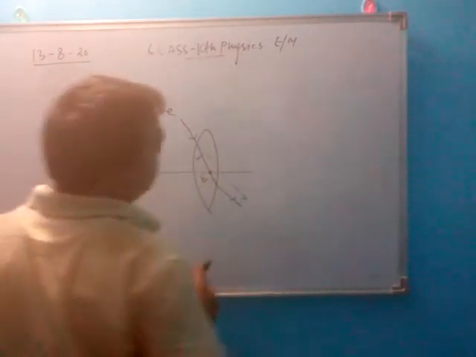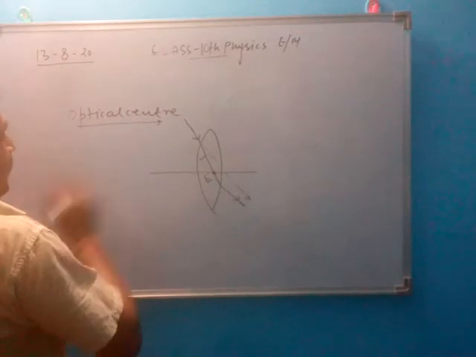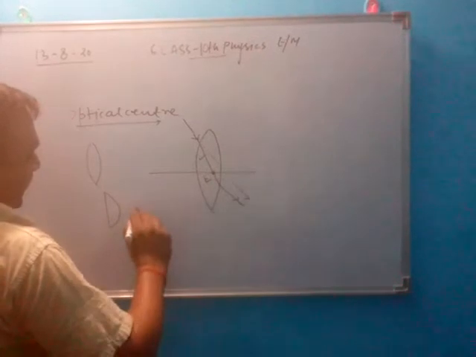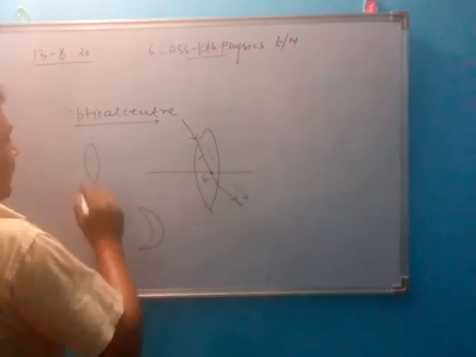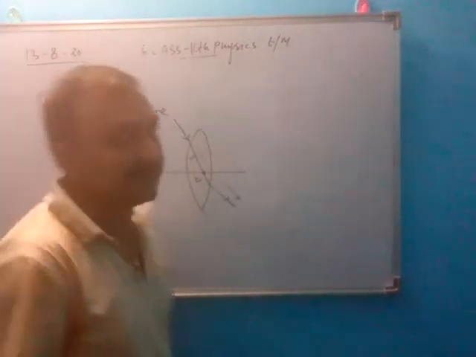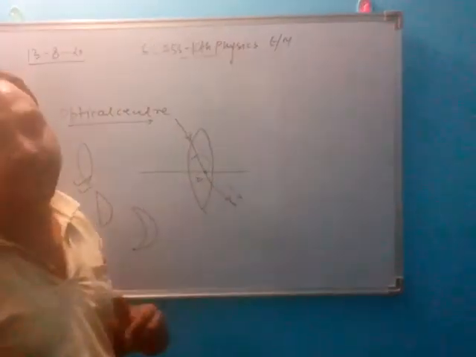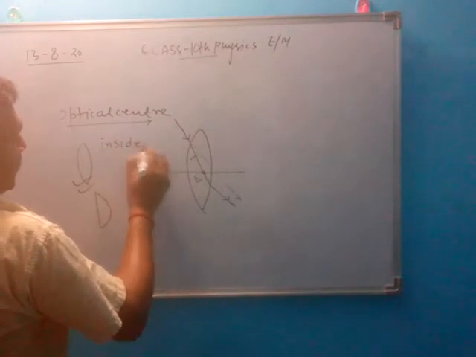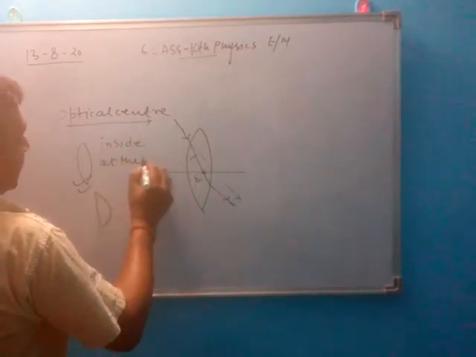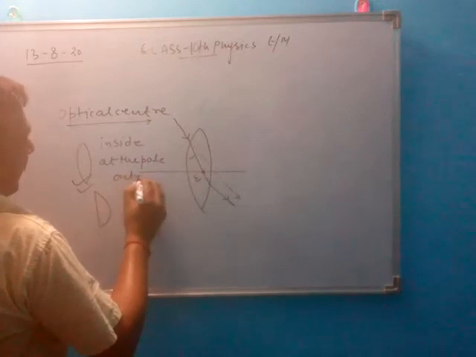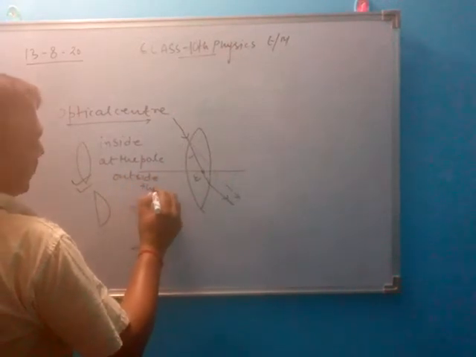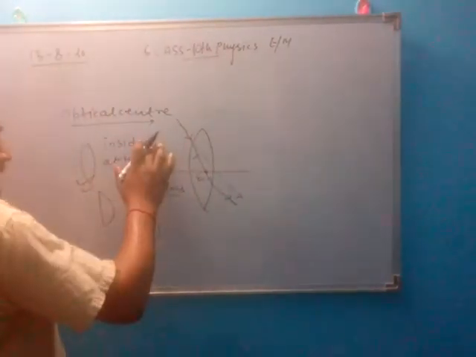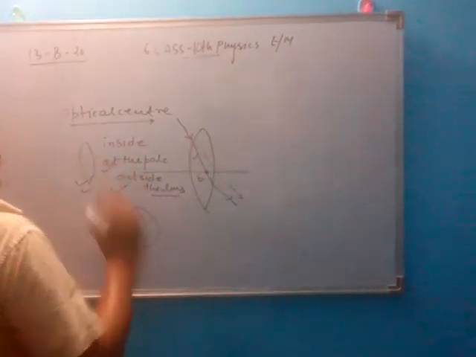But there are many types of lenses, for example biconvex lens, plano-convex lens, and concavo-convex lens. In different types of lenses, the optical center can be inside the lens, at the pole, or outside the lens. That is, the optical center may be situated inside the lens, at the pole, or outside the lens.